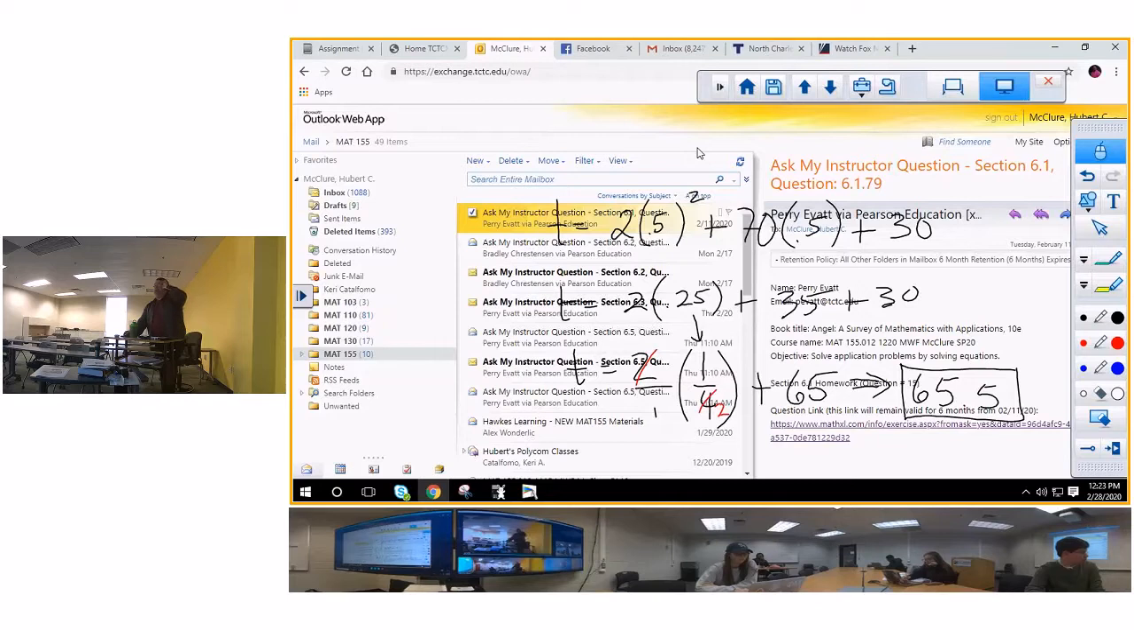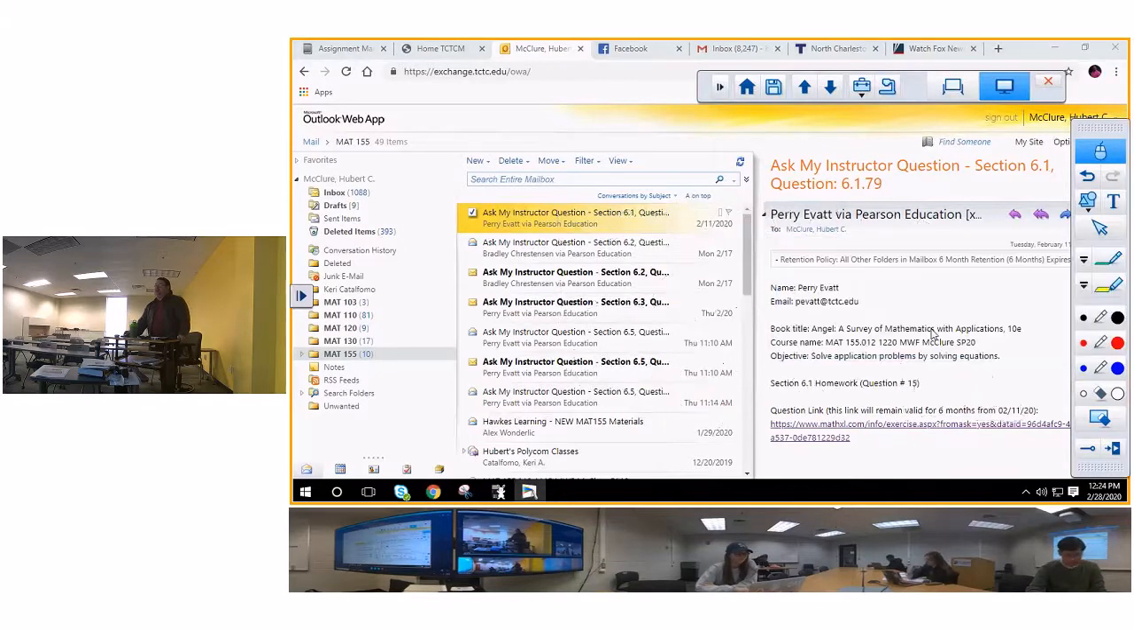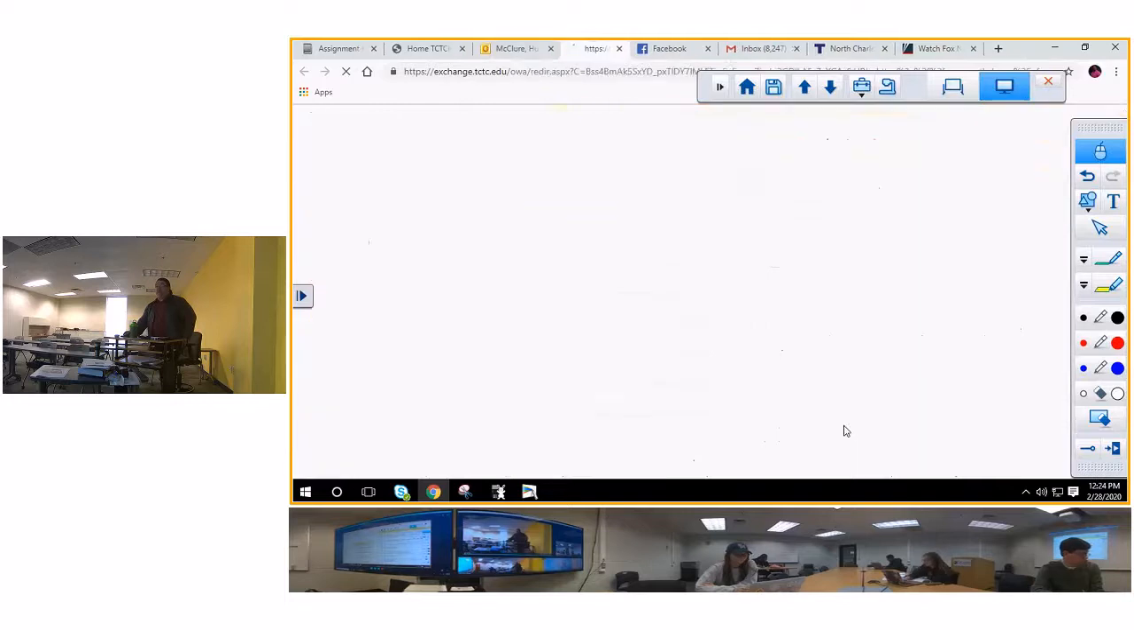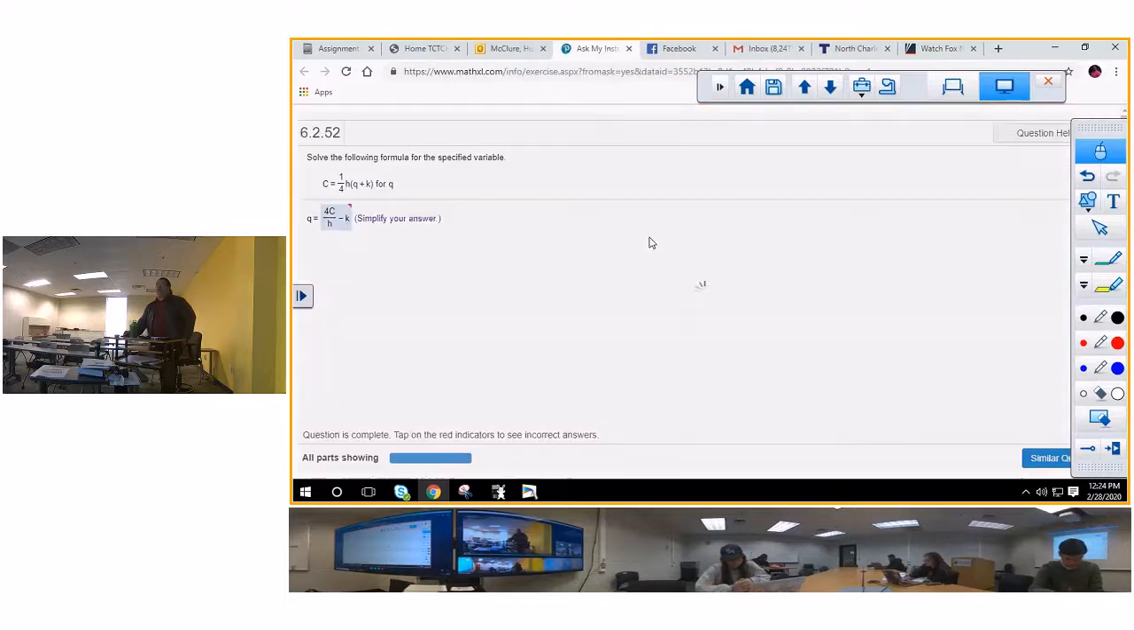That was number, let me erase the board. That was number 7915. Let's check to see if this next one, I don't think it's a duplicate, no, it's 6.2. This is 6.2, 52/6. And that first one was a test question. I don't mind putting that one on the test. Let's look at this one. Oh yeah, this one's a test question.